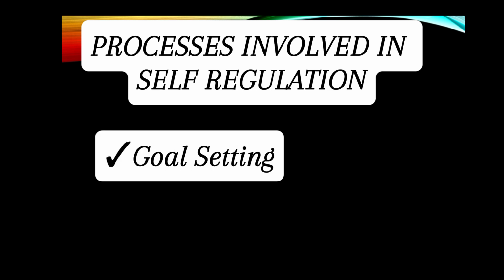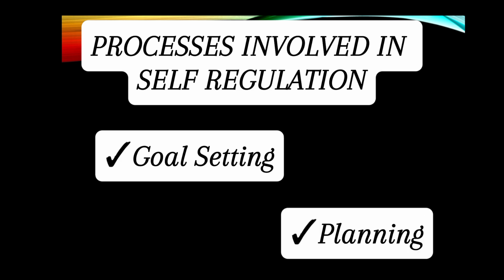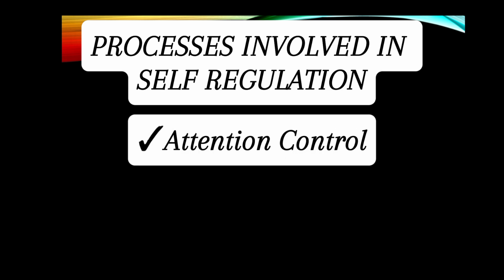These include goal setting, or knowing what they want to accomplish. Next one is planning, where learners determine ahead of time how best to use the time they have available for learning. Third one, attention control, wherein they focus their attention on the subject matter at hand and clear their minds of distracting thoughts and emotions.